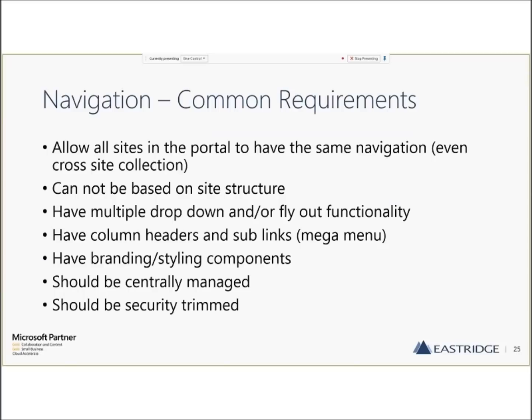But we found that we have a common set of requirements that often come up from our customers, and these requirements often push us past what the out-of-the-box navigation allows us to do. It forces us into a path where we end up with custom nav. So here are some common requirements that we get from our customers. We might want to allow all sites in the portal to have the same nav, so we want to share navigation across all site collections or show sites from other site collections within a site collection, rolling them across as opposed to rolling things up.